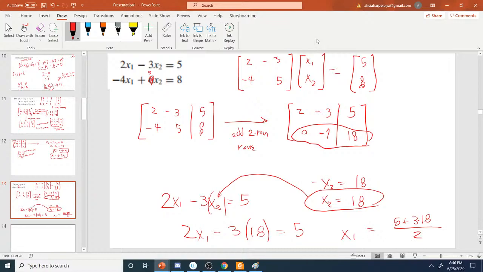So you can see the general process in this simple example. You start by solving for x2, and then you use what you know about x2 to solve for x1.